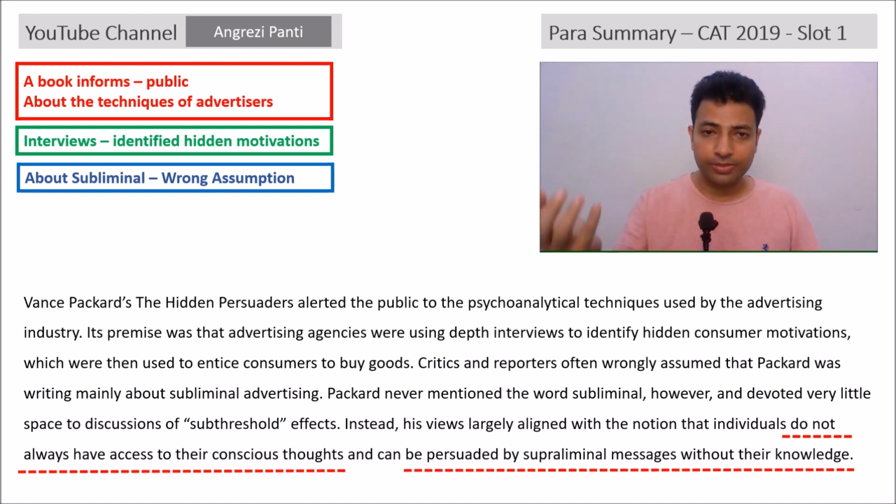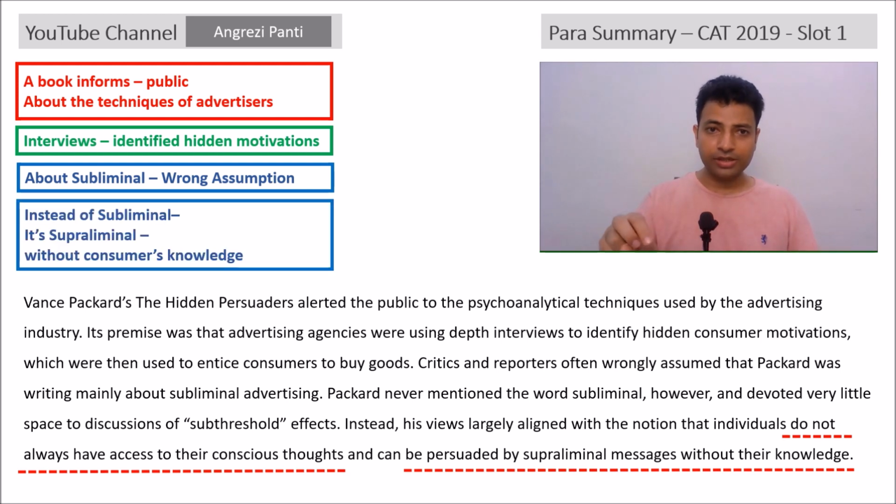by supraliminal, okay, so it's not subliminal, it is supraliminal messages without their knowledge. So what can we write? We can write instead of subliminal, it is supraliminal, about which the author is writing in his book. And he also mentioned that without the customer's knowledge, all this is happening.